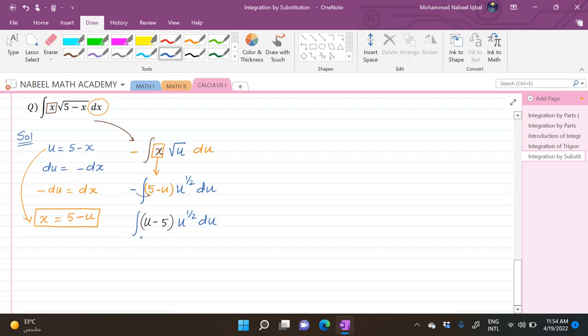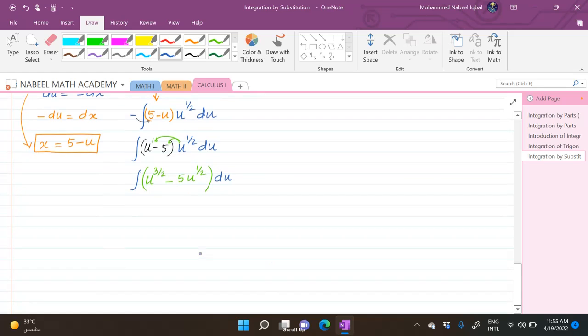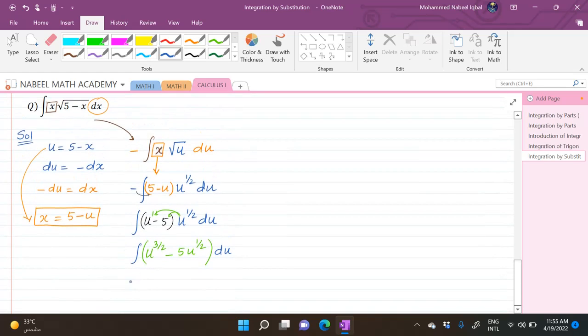Now how will you integrate this one? We cannot do it directly. First you have to simplify, you have to multiply. So here we will have what? If you multiply, you will get u to the power 3 over 2, and the next one, minus 5u to the power half, and this is du. Now you can do the direct integration. What is the integration here? The integration will be u to the power 5 over 2 over 5 over 2, minus 5 times u to the power 3 over 2 over 3 over 2, plus c.